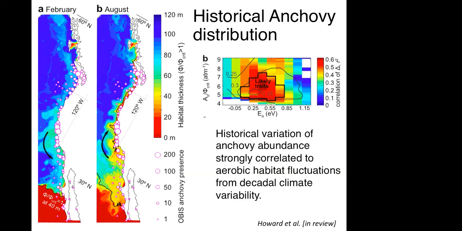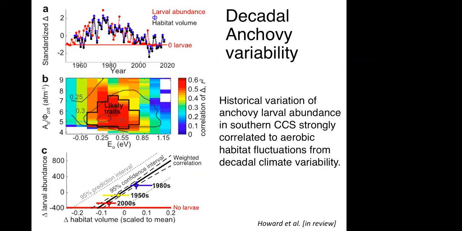The solid black line in that picture comes from the time variability, which we'll look at next. So that's shown in the upper panel here. The observations of larval abundance are in red. They come directly from the CalCOFI time series observations going back to the 1950s. And the other two lines denote the metabolic index and the volume of habitat that is associated with that. And you see a very strong correlation between the larval abundance and the availability of aerobically viable habitat.